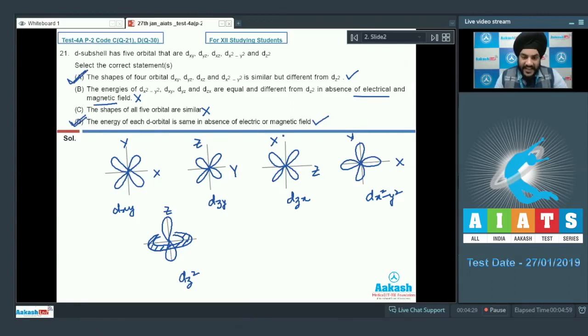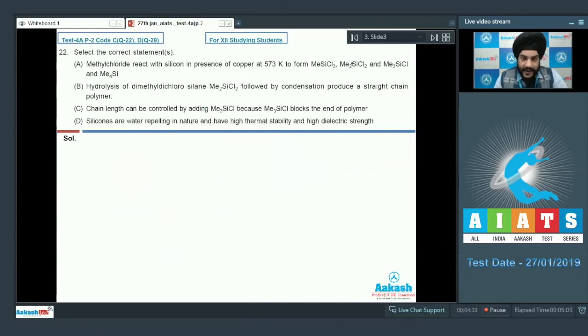Let us look at the next question. Question number 22. Select the correct statements. So students, in this question, the examiner seems to be interested in the preparation of silicones. So let us start with the first option. Methyl chloride reacts with silicon in presence of copper at 573 Kelvin to form MeSiCl3, Me2SiCl2, Me3SiCl and Me4Si. This statement is correct, students. Methyl chloride will react with silicon in presence of copper at 573 Kelvin to give us the various substituted products.